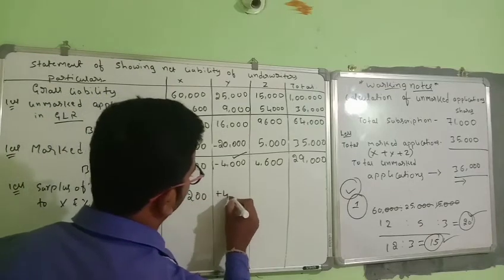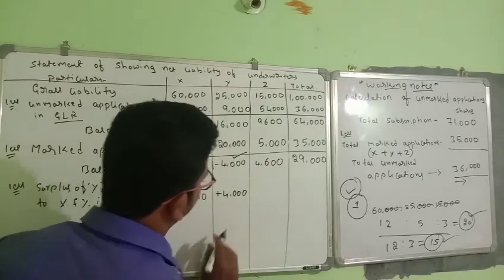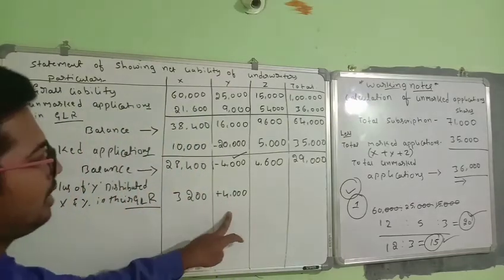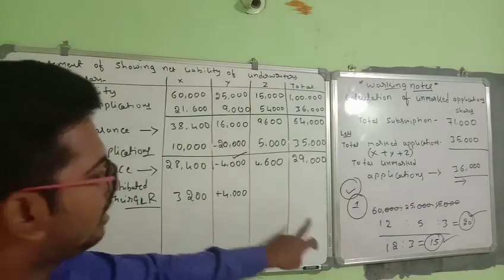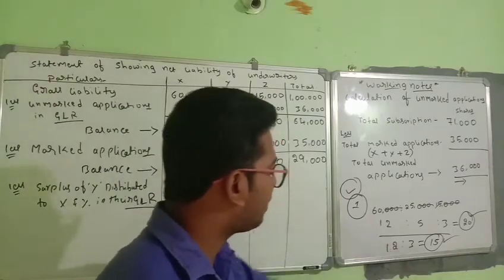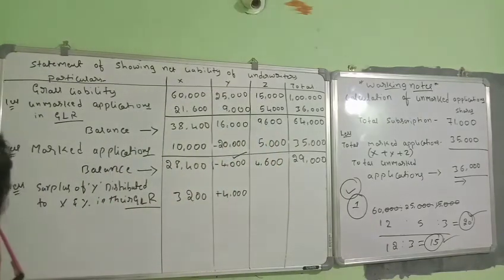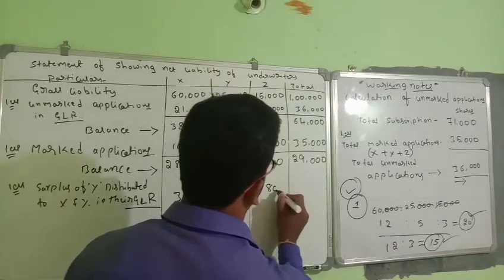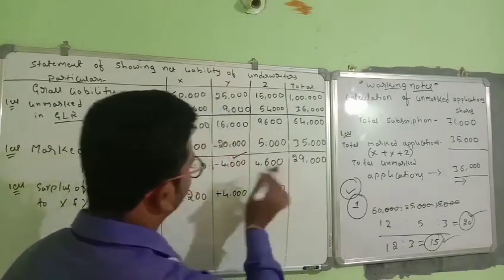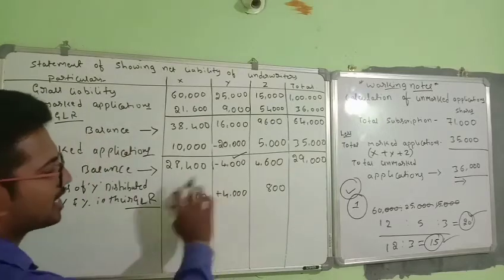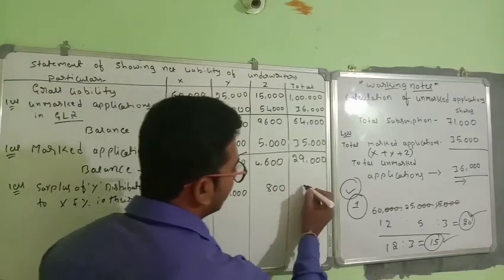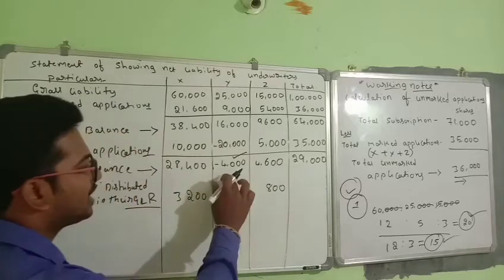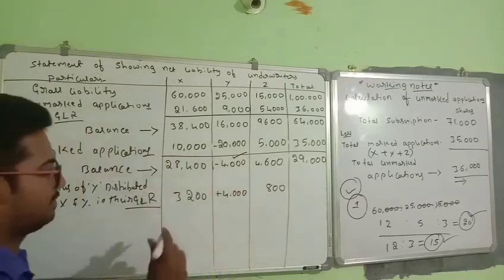So the distribution cancels the balance, nil. So X gets plus 4,000 adjustment. And for Z, 4,000 into 3 by 15, you will get 800. So whenever you distribute the surplus, you adjust the negative balance here only.